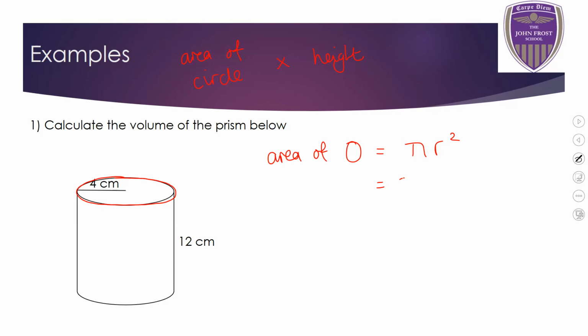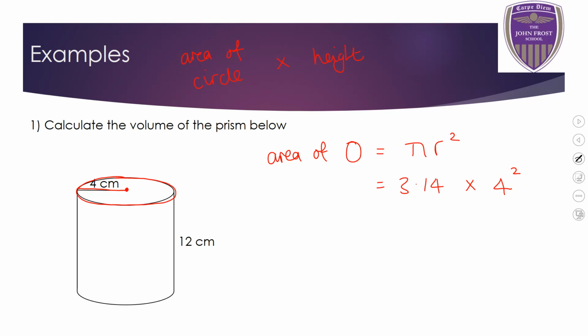Pi is always going to be 3.14, and we're timesing it by r squared. You just have to look at the question and decide whether you're given the radius or the diameter. Remember, radius is from the middle to the edge, diameter is all the way across. You should clearly be able to see that in this question the distance of 4 centimeters is the radius, so this is 4 squared.